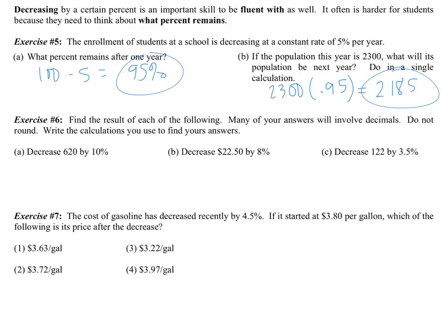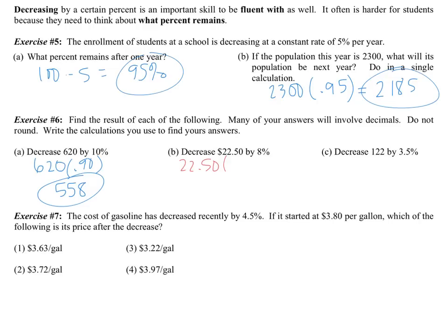So many of your answers are going to involve decimals, obviously. Do not round. Write the calculations you use to find your answers. So we're going to find 620, but we need to decrease it by 10%. So what's left once we take away 10%? 90%. So 620 times 0.90 is 558.